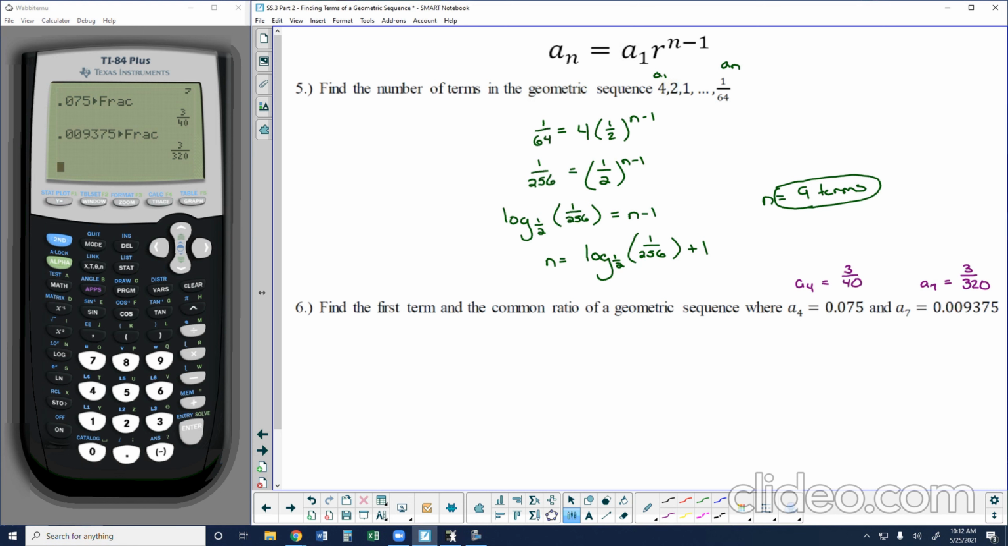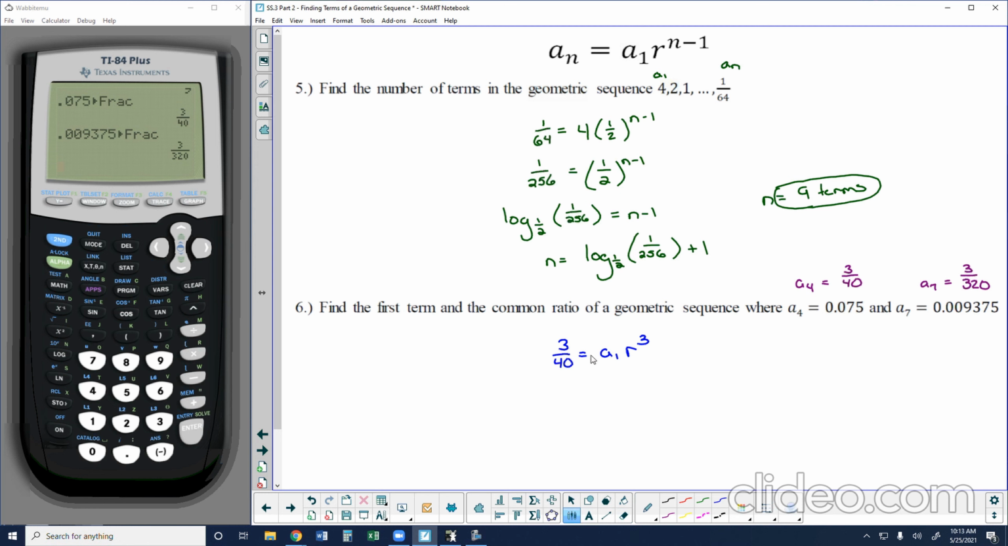So what I can do here, as we saw with arithmetic sequences, is create a system of equations. If I take this information for these two different points and input that into my formula, I'm going to create two different equations. So a sub 4, the fourth term, would be 3 over 40. The first term I do not know. R, I do not know. But this would be to the n minus 1 power, or if this is the fourth term, the 4 minus 1 power, which I will list as the third power.